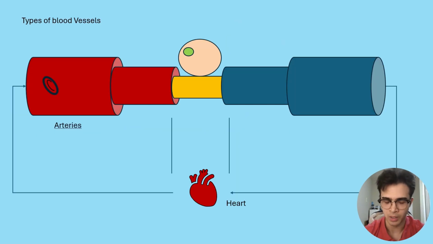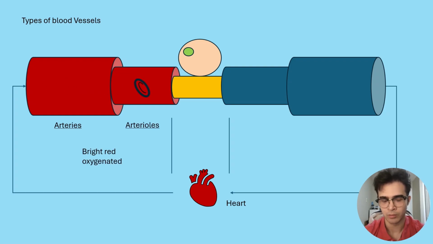Next, we're going to learn about the blood vessels. And we're going to take the perspective of a red blood cell that just got pumped from the heart. We start off in an artery, which will then split into branches called arterioles. It's important to know that within these two types of vessels, it's called arterial blood, and the blood is very bright red and oxygenated. Next, the arterioles will split again into a vessel called a capillary. The capillary is where the red blood cell trades oxygen for carbon dioxide.